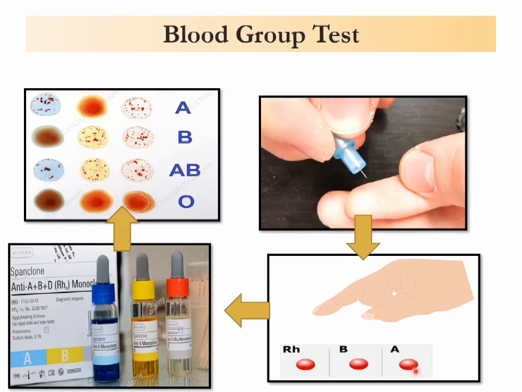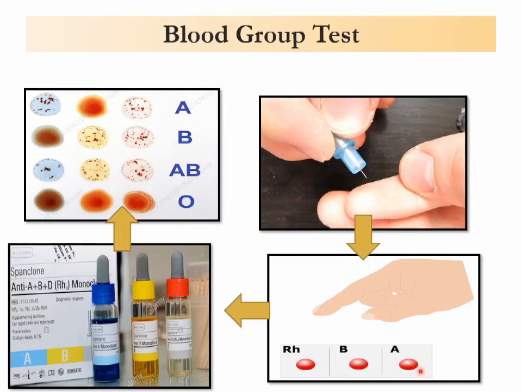This blood drop contains red blood cells on which there might be antigens expressed. What are the 3 different probable antigens which might be expressed? The antigen A, the antigen B, and the antigen D. You don't know which antigens are present. You're going to test for the presence of these 3 antigens. That's why you're adding 3 blood drops.